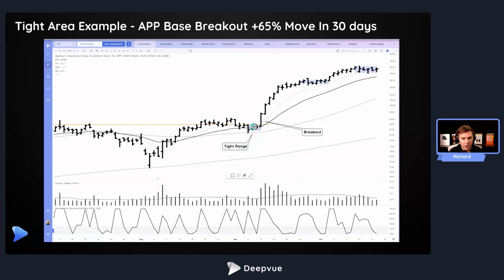And where does this tight area occur? It occurs after a powerful move off the lows. And this orange line is the base high here. And that base high lines up with the 21 EMA.